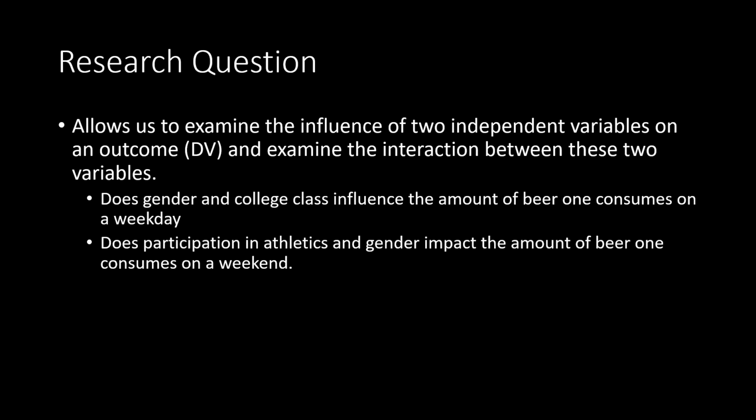Some examples of this could be looking at both gender and college class on the amount of alcohol someone consumes, or beer specifically, on a weekday. Or does participating in athletics, as well as gender, impact the amount of beer someone consumes on the weekend? In both of these examples, we're looking at two independent variables at the same time and how they impact those dependent variables. We can also see if there's any kind of interaction between these two independent variables on the outcome variable.